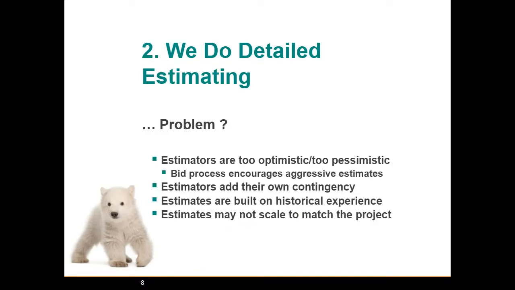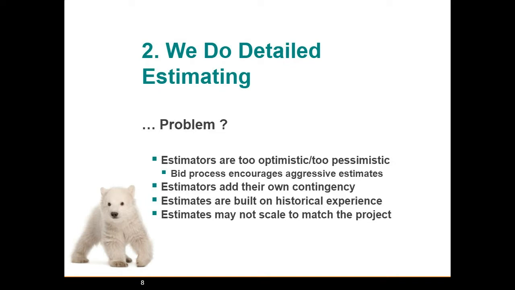So we also do detailed estimating, but there's a problem there too. Sometimes our estimators are too optimistic or too pessimistic. Typically, open bid process encourages aggressive estimates. Other times, estimators add contingency and they hide it here and there because everyone knows if you have a contingency line item, someone's going to take it away.